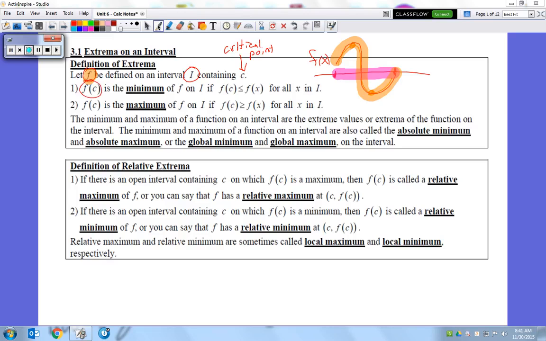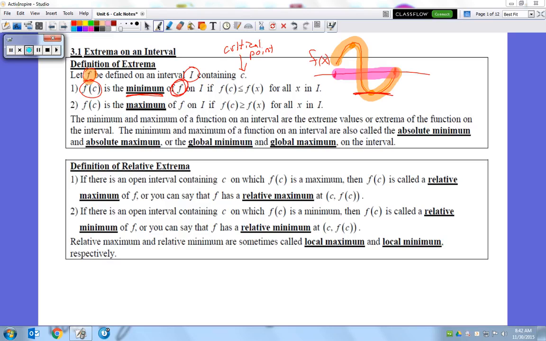Okay, so f of c is a y value. f of c is the minimum. It's pretty straightforward as far as knowing what a minimum is. It's the smallest y value, basically. So f of c is a y value. It's the smallest y value on the f function.